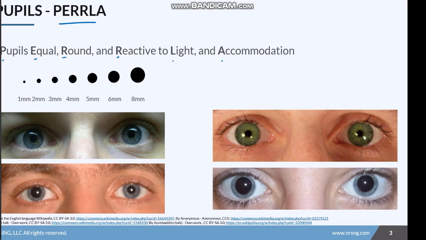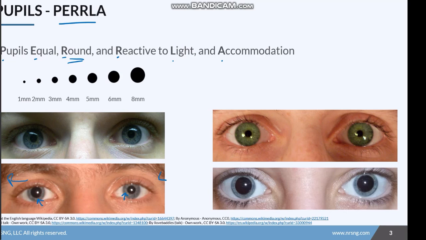So when we look at whether or not they're equal right to left, you can see here this one is much larger than this one. So the patient's right pupil is larger than the patient's left pupil. Now, sometimes patients have had cataracts or other surgeries that give them abnormally shaped pupils, so we need to determine whether or not they are perfectly round. Now, all the pupils that you see here are actually round, so that's good.